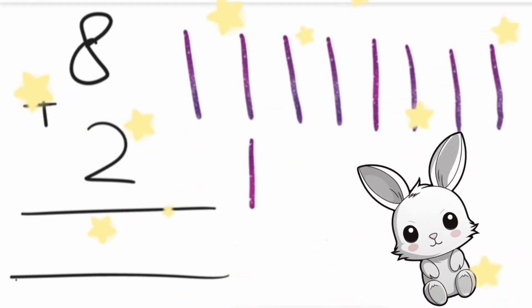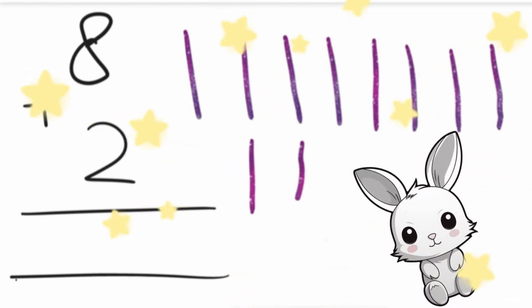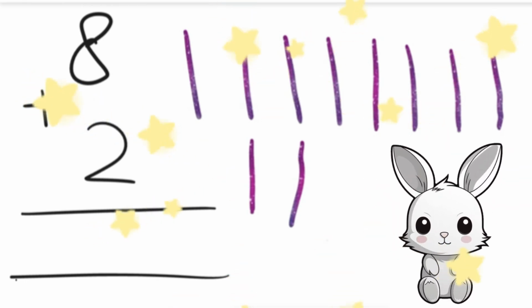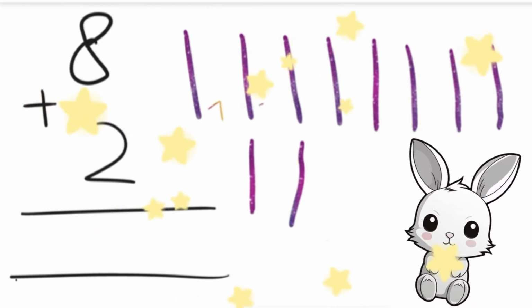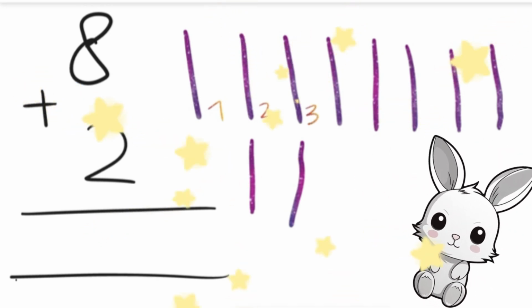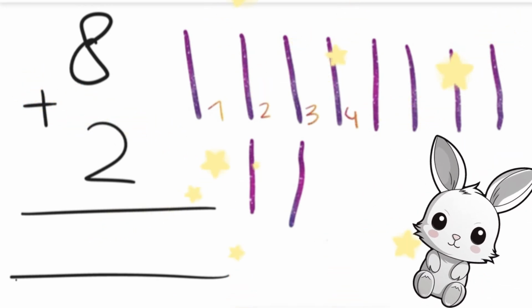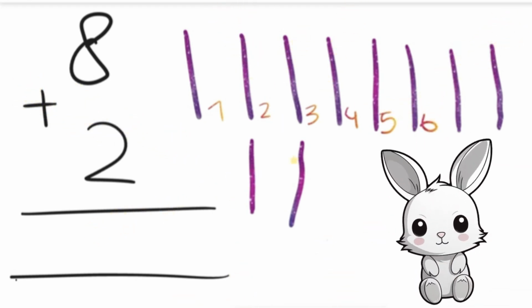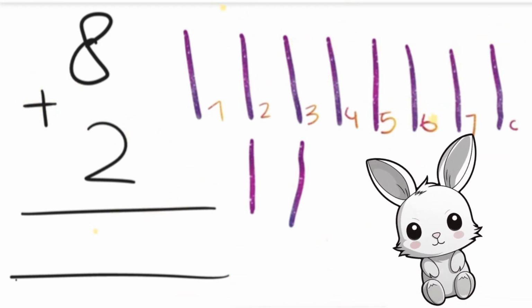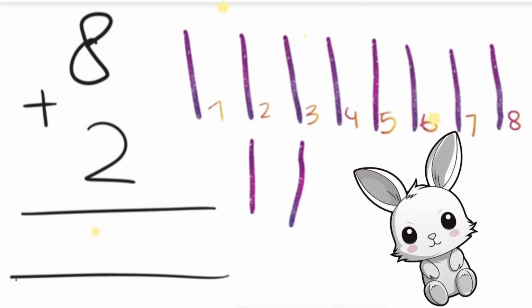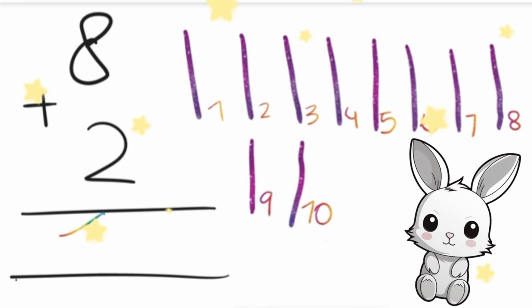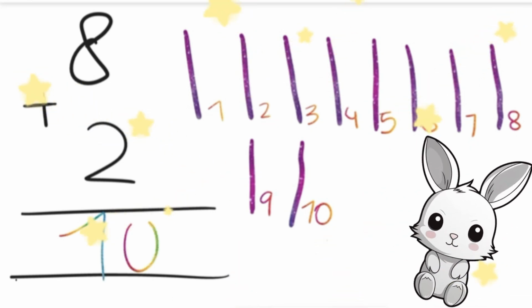1 and 2. So now let's count them all together. So let's go. 1, 2, 3, 4, 5, 6, 7, 8, 9 and 10. So 8 plus 2 equals 10.